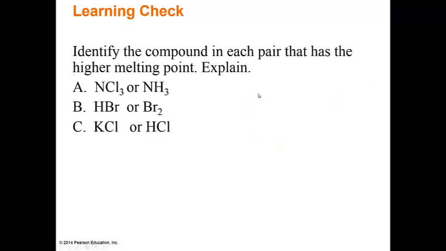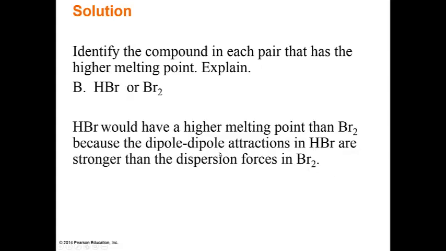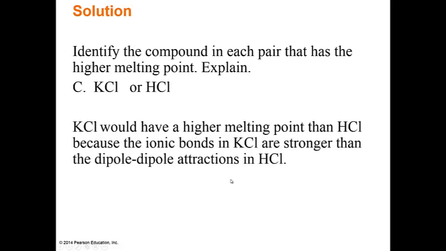Okay, so identify the compound in each pair that has the higher melting point, and explain. So let's look at NCl3 or NH3. What do you think? NH3 is going to have the higher melting point than NCl3 because the hydrogen bonds in NH3 are stronger than the dipole attractions in NCl3. HBr or Br2: HBr is going to have the higher melting point than Br2 because of the dipole attraction in HBr versus the dispersion forces that we see in this binary molecule, Br2.